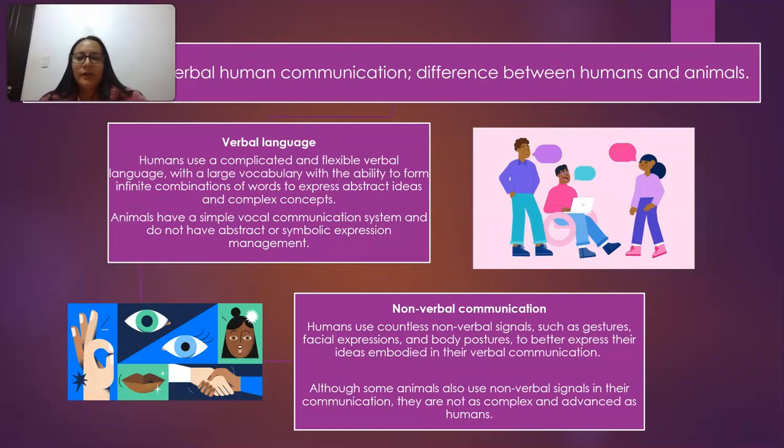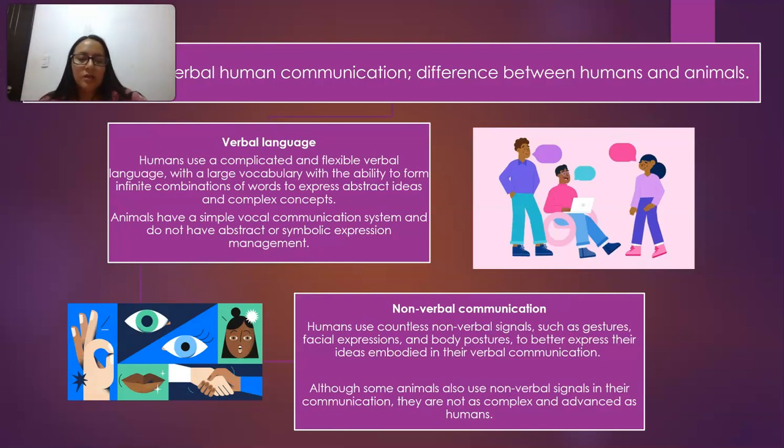And then we have verbal and non-verbal human communication, the difference between humans and animals. Verbal language, as I said before: humans use complicated and flexible verbal language with a large vocabulary, with the ability to form infinite combinations of words to express abstract ideas and complex concepts. But animals, on the other side, have a simple vocal communication system and do not have abstract or symbolic expression. They may make sounds or some expressions, and that will be it.